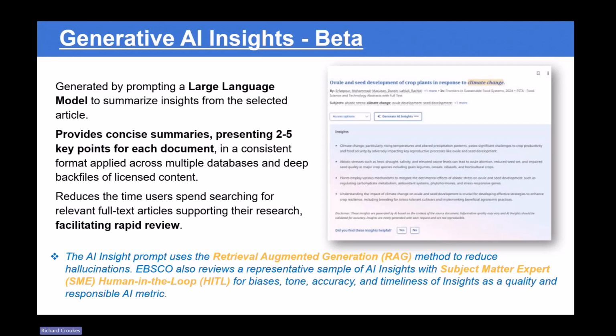And the AI Insight prompt itself uses RAG, the retrieval augmented generation method, to reduce hallucinations. And alongside that, EBSCO also reviews a representative example or sample of these insights periodically with the relevant subject matter experts in order to provide the human in the loop intervention, if you like, or insight for biases, tone, accuracy, timeliness of insights as a quality and responsible AI metric. So again, that is available. Some of you would have seen that already. Some may be testing this, etc. But please do speak to your account team if you're interested in having that enabled for you.